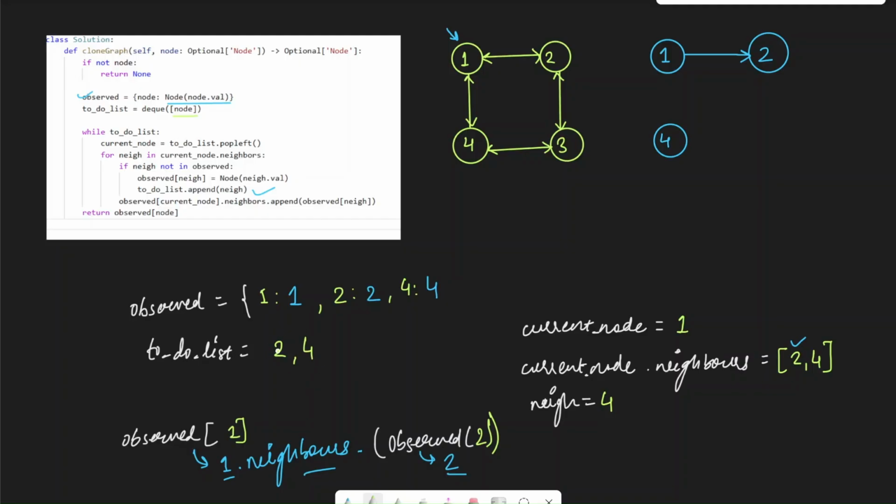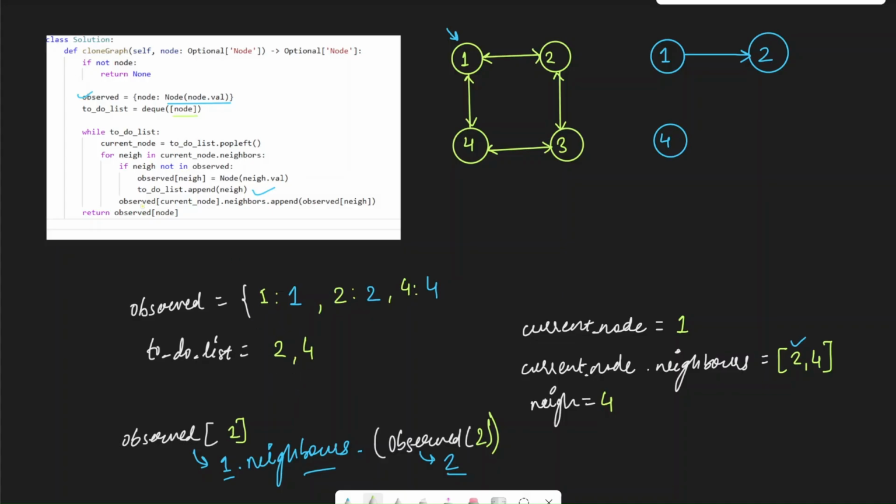Now remember, these are from the original graph. These are not the cloned graph, because we will be traversing the original graph to know the neighbors and the edges. We can't go to the cloned graph. That's why in the to-do list, we are adding the original nodes. That's why I'm showing them by green color.